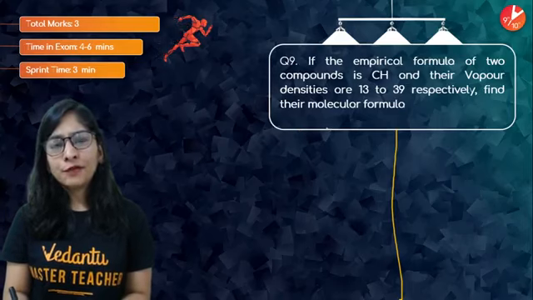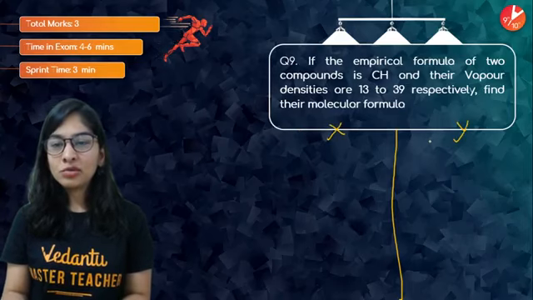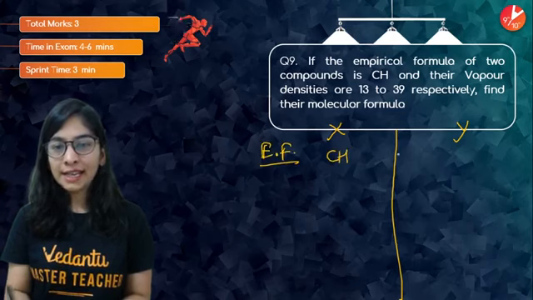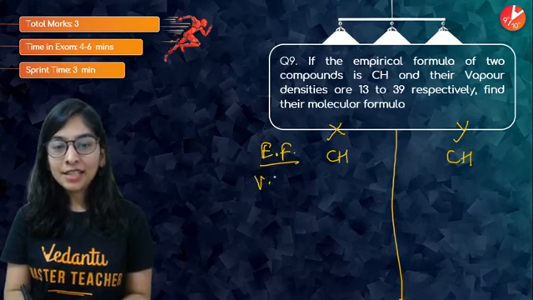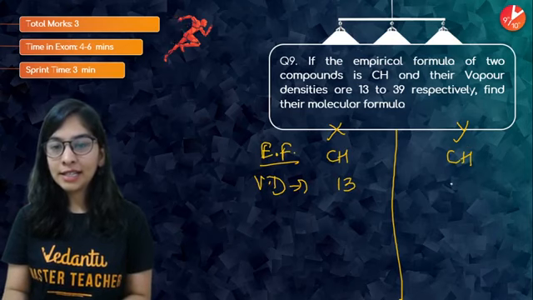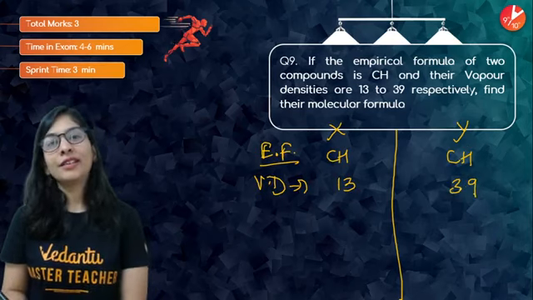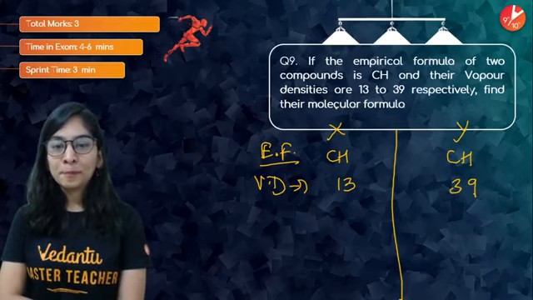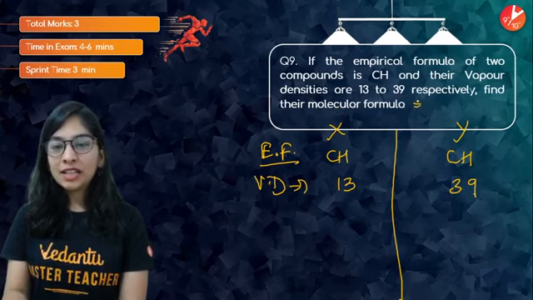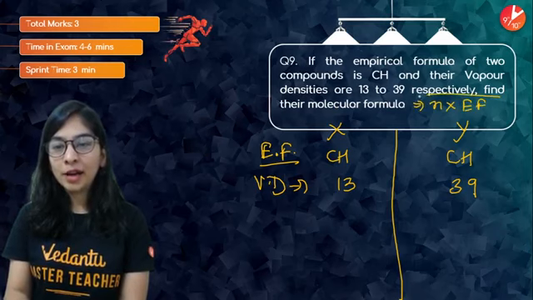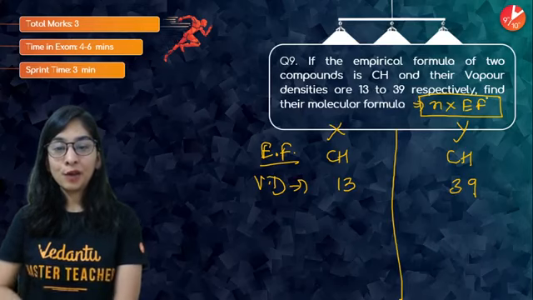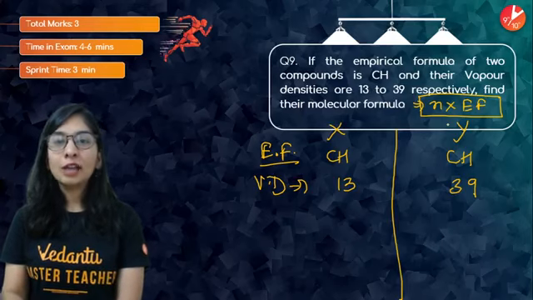Suppose I'm considering two compounds as X and Y. Their empirical formula is given to us, CH and CH, the same. Their vapor densities are also given to us, that's 13 and 39. Find the molecular formula. For the molecular formula, we should know the molecular mass, and the molecular formula we can find by the formula n into empirical formula. If you remember, I told you in one of the questions. We need the value of n, we need the empirical formula. Empirical formula we have. Let's calculate the value of n.